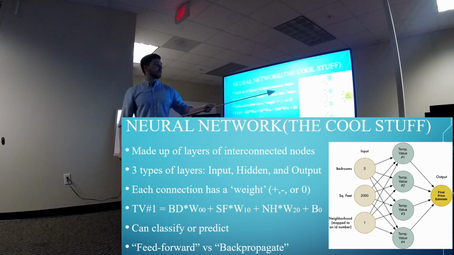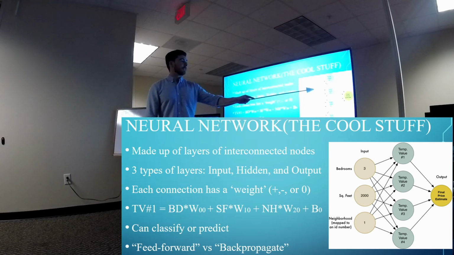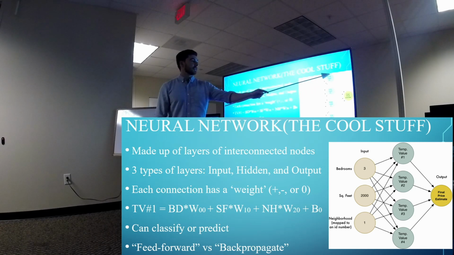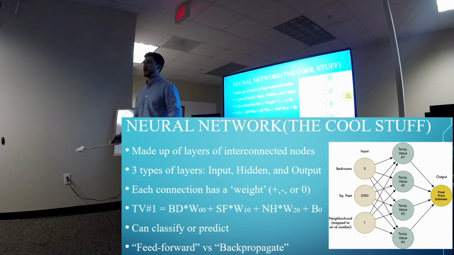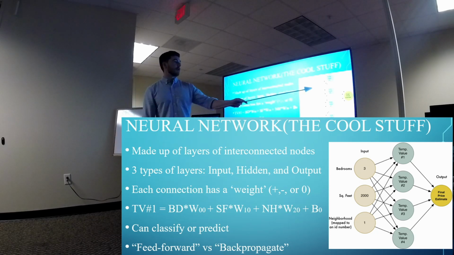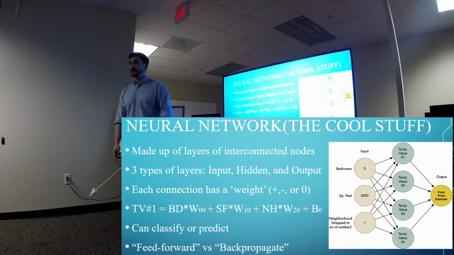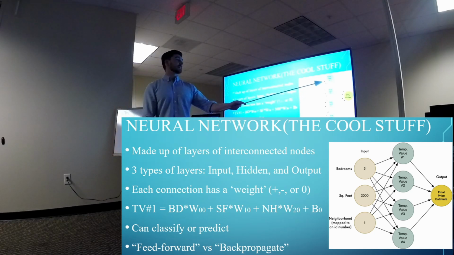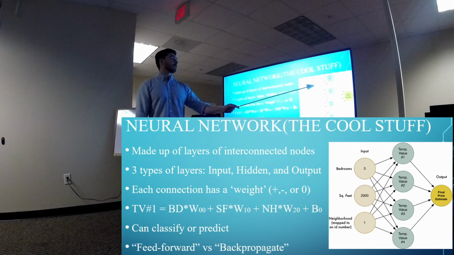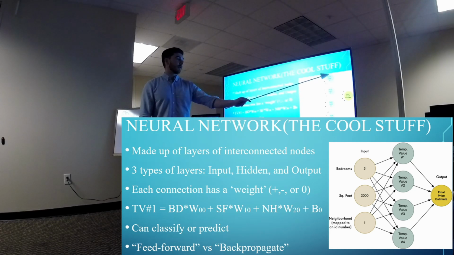And every node from the previous layer is connected to the node of the next layer. And all a node is, is it just holds a value. In this case, this node is currently holding 3, this one's holding 2,000, that one's holding 1. All it does is hold a value. And all a weight is, is a value that you multiply the previous node by to put into the following node.